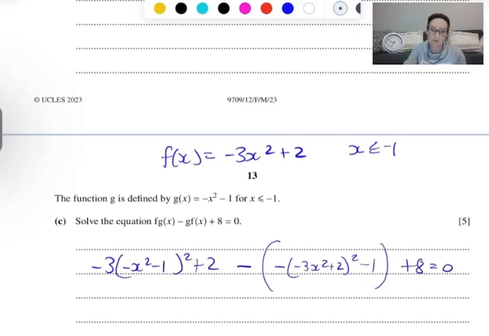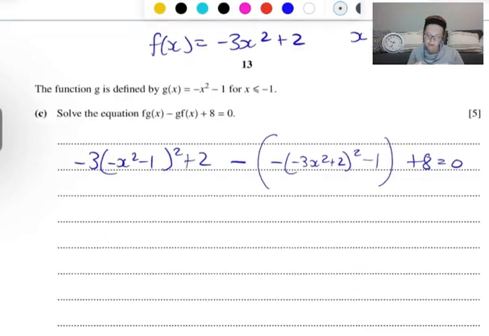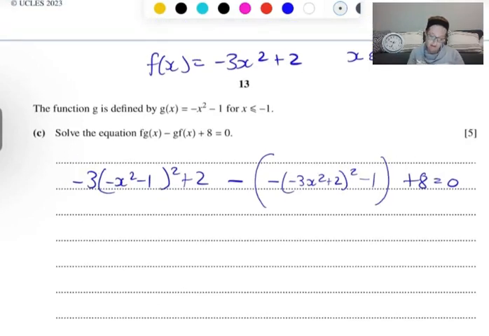Okay, plus 8 equals 0. Alright, so all I can see is don't make mistakes with signs. That's the biggest thing that I've got going on in my mind here. So let's just do one thing at a time. The first thing I'm going to do is I'm going to square this bracket.